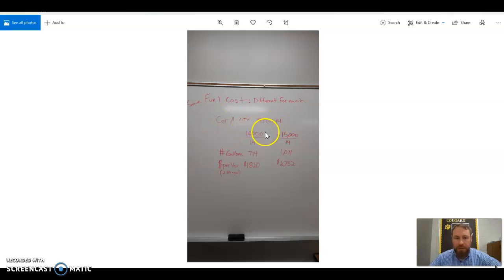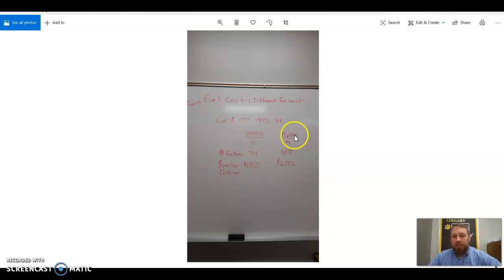City MPG of 14. We take 10,000, divide that by 14. We end up with 714. We multiply that by 2.55, and we end up with a fuel cost for the year of $1,820.